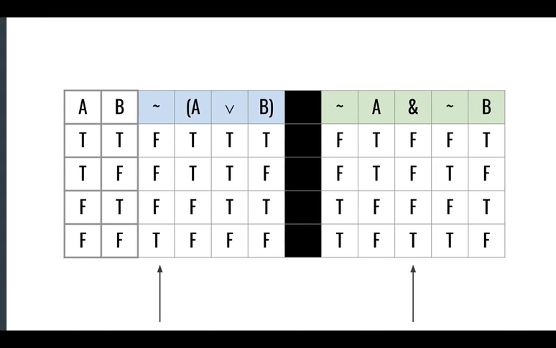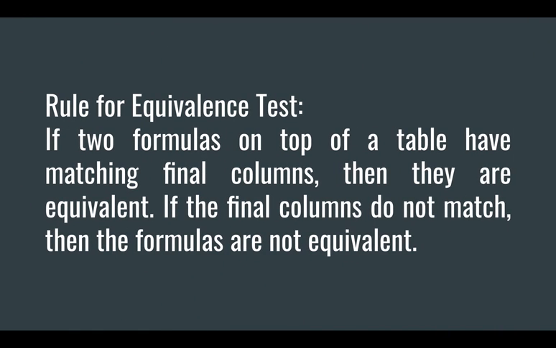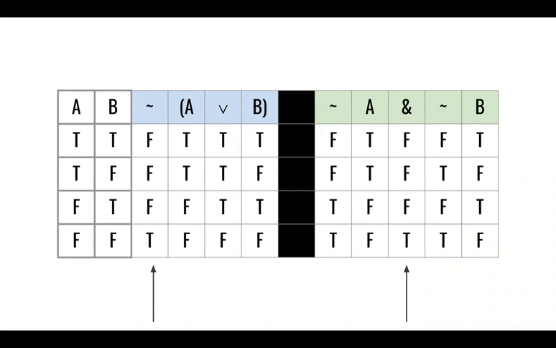Okay, let's now remind ourselves of the rule for equivalence. If two formulas on top of a table have matching final columns, then they are equivalent. If they don't match, they're not equivalent. Well, let's take a look here. The final column for the tilde formula on the left is FFT. The final column for the ampersand formula on the right is again FFT.